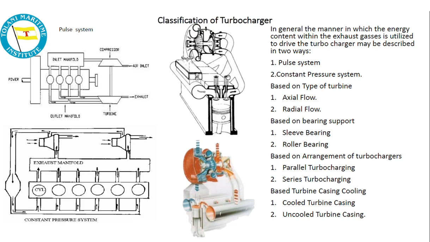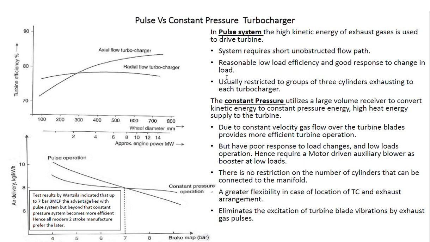Now we move on to pulse versus constant pressure turbocharging. What is the difference between pulse and constant pressure turbocharger? In the pulse system, the high kinetic energy of the exhaust is used. I have already shown you what type of energy is converted into what type of energy. Basically, it is the kinetic energy which is getting converted into pressure energy.